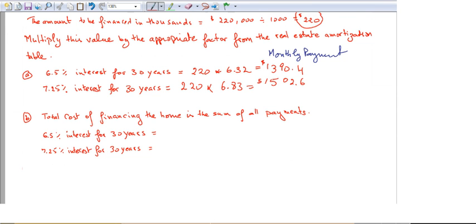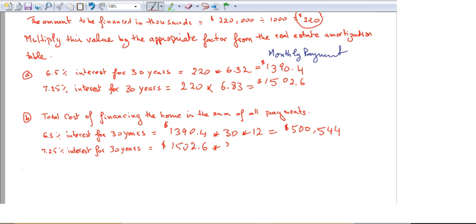So the total cost of financing the home is the sum of all payments. So for 6.5% interest for 30 years, the monthly payment was $1,390.40, and you multiply that by 30 years, and you multiply it by 12 months, because every year has 12 months. And we're going to find it to be $500,544.